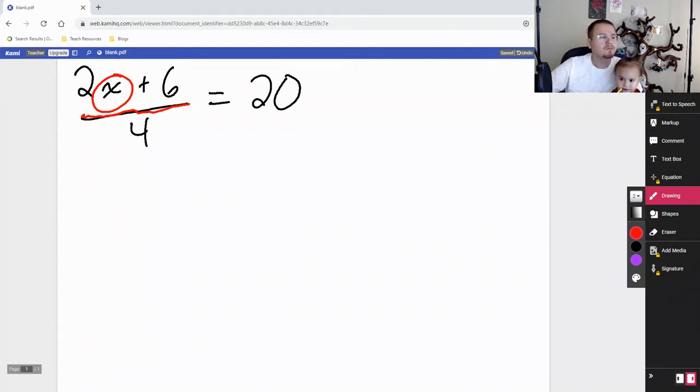So, we need to get rid of everything on the left-hand side that's not the x. So the 2, the 6, and the 4. Well, you cannot touch the 2 or the 6 until you get rid of the 4 because you're dividing it all by 4. It's kind of like it's locked in with it. So let's get rid of that division. And what's the inverse operation to division? Multiplication. So we're going to multiply both sides by 4.